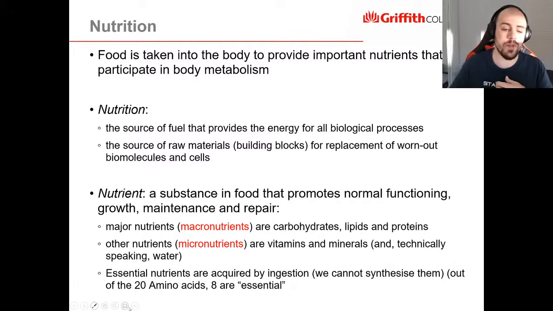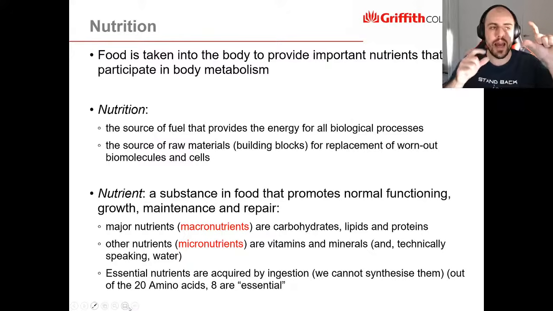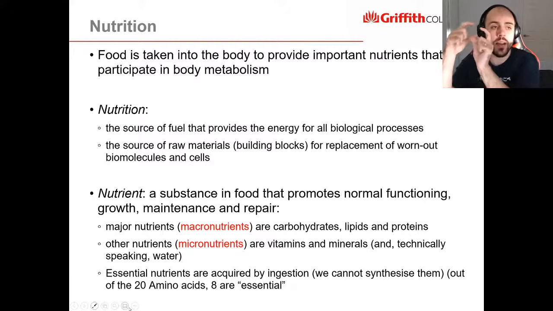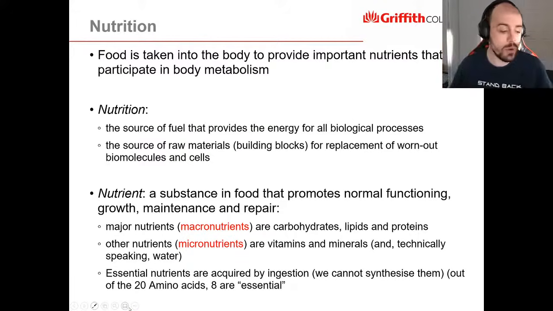For the other 12 or so non-essential amino acids, our body can take one amino acid and convert it into another amino acid, which is really cool and really useful. However, what essential nutrients describes is that we are unable to convert, synthesize or make it ourselves using whatever resources we have in our body. We need to get it from an alternate source.